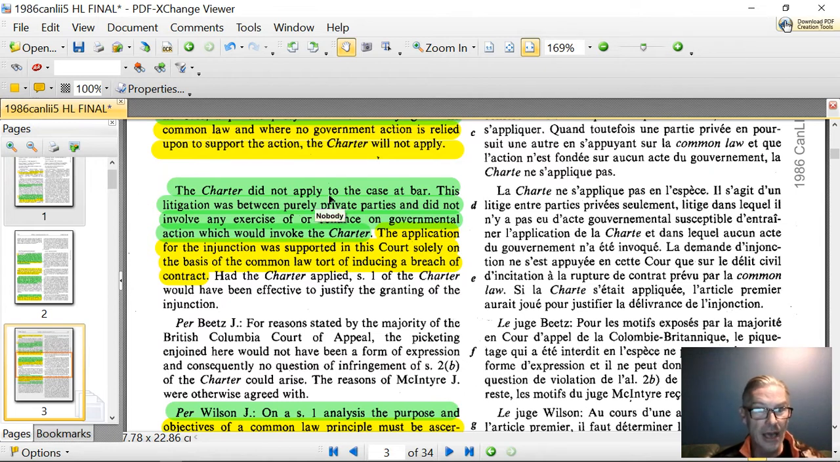The Charter did not apply to the case at bar. This litigation was between purely two private parties and did not involve any exercise or reliance on governmental action which would invoke the Charter. The application for the injunction was supported in this court solely on the basis of the common law tort of inducing breach of contract. So, quick case history.